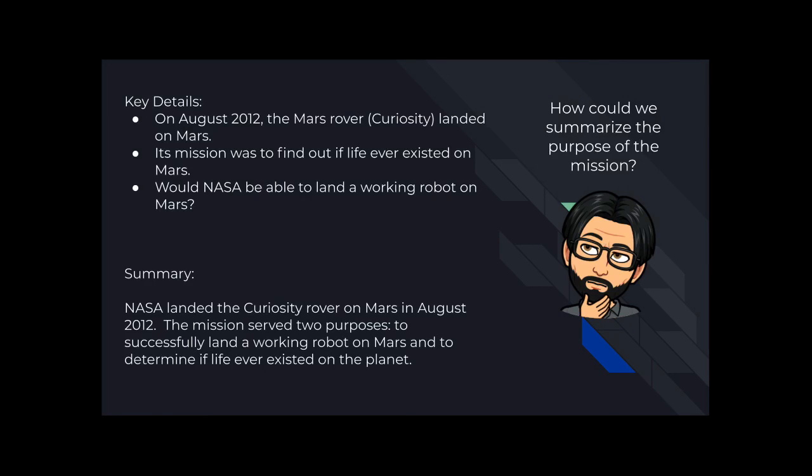Based on this information, we could write the following summary. NASA landed the Curiosity rover on Mars in August 2012. The mission served two purposes: to successfully land a working robot on Mars and to determine if life ever existed on the planet. Here we see that we use the specific details, the specific facts about the mission, and we were able to successfully put together a 2-sentence summary about the passage.